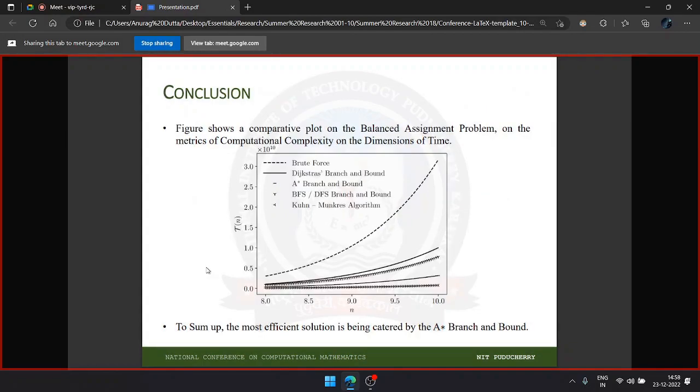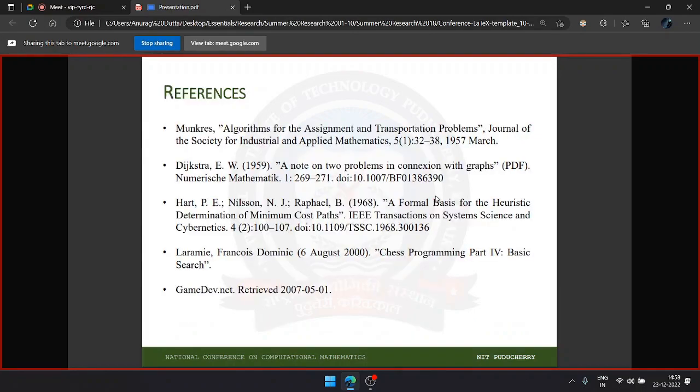So by this we have come to the conclusion part of the paper. This is a plot representing one of these algorithms or approaches. We could see that the minimal time would be taken by the A star branch and bound technique. These are some of the references that we have made use of for preparing the manuscript.